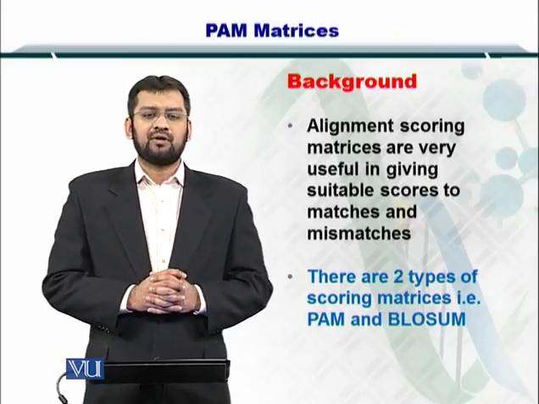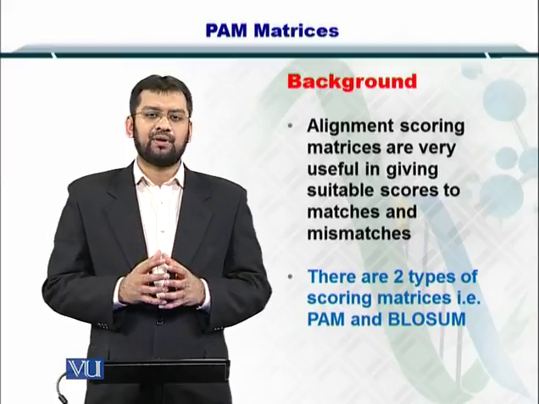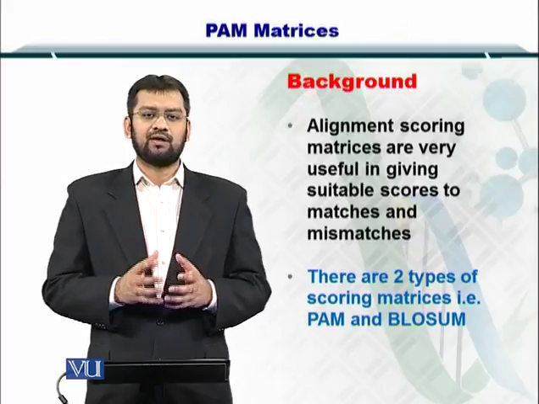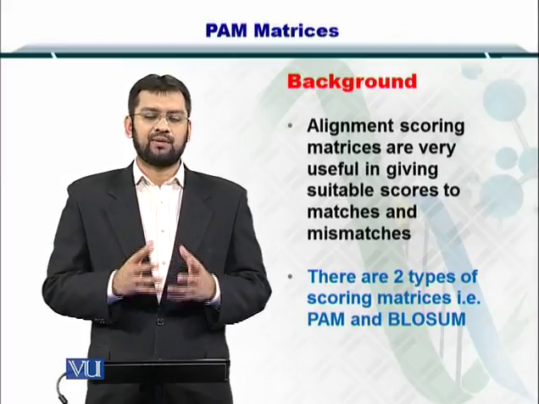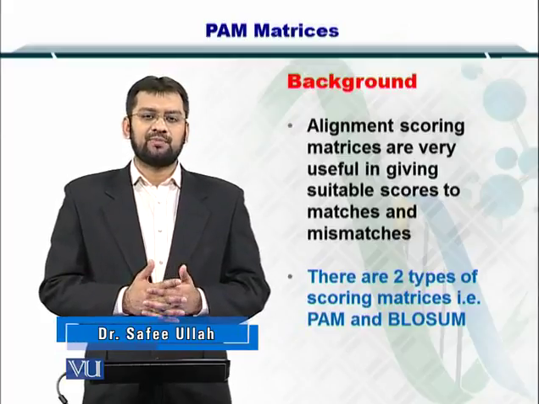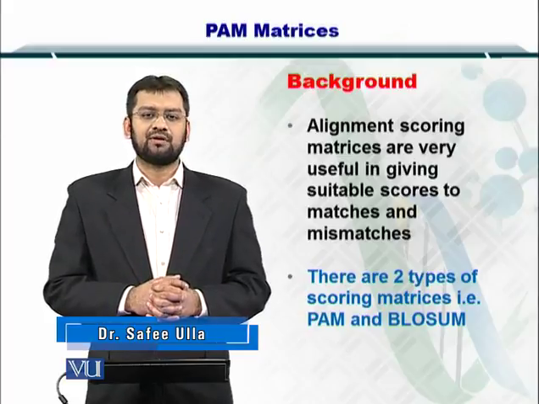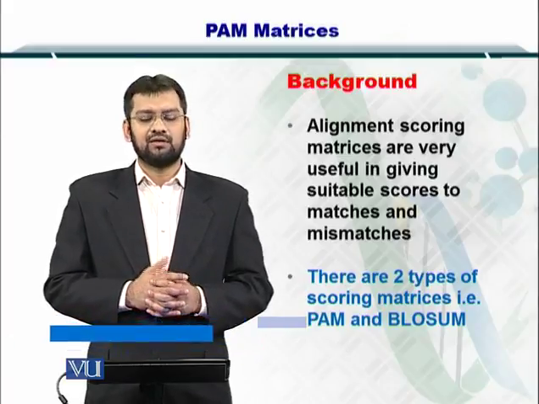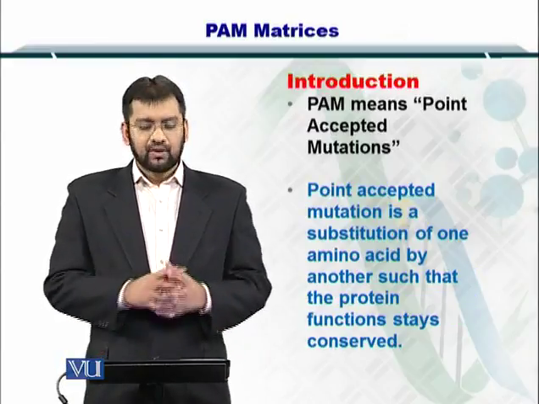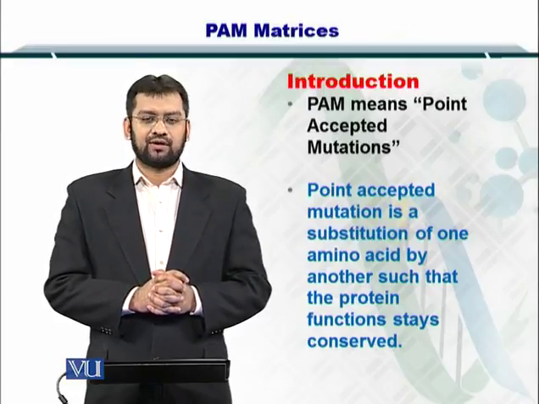The alignments are scored very nicely if we use an empirical scoring matrix. That is a scoring matrix based on experimentally observed frequencies of amino acids. And as I just mentioned, there are multiple types. For instance, there is the PAM matrix, there is the BLOSUM matrix, and there are several others as well. So to start with, let's take a look at the PAM scoring matrix.